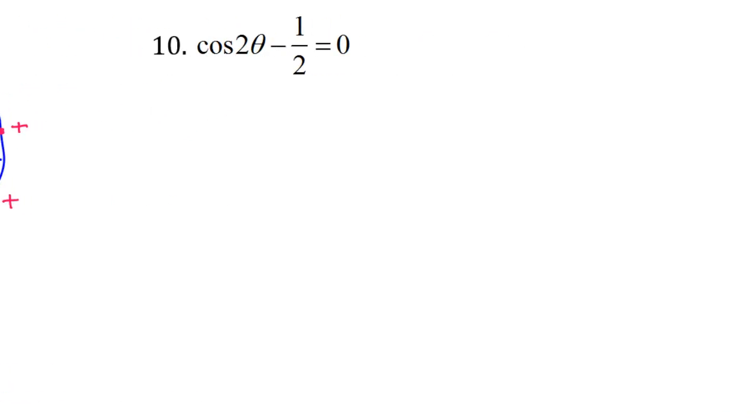All right, let's check out number 10. We need to get cosine 2 theta by itself. So I am simply going to add 1/2 to both sides of the equation. So far that's going to give me cosine 2 theta is equal to 1/2.